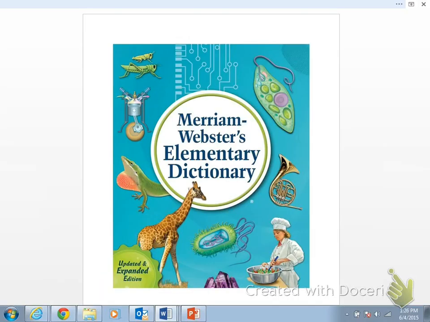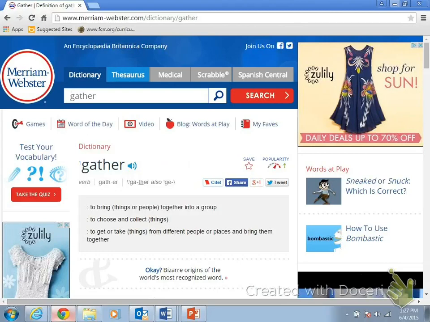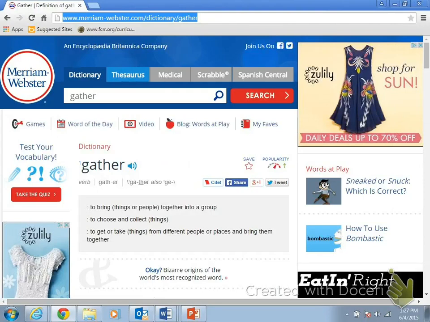Okay, so now that we know all the information we need for our semantic web, we're now ready to use the dictionary to help us fill in that information. Here you see a copy of the dictionaries that we have in class. What you can do also is you can find a dictionary just like this on the web, online. So what you would do is you would go to the internet and you would type in, see here at the top, Merriam-Webster Dictionary. Now the word that we're going to work on together is gather.